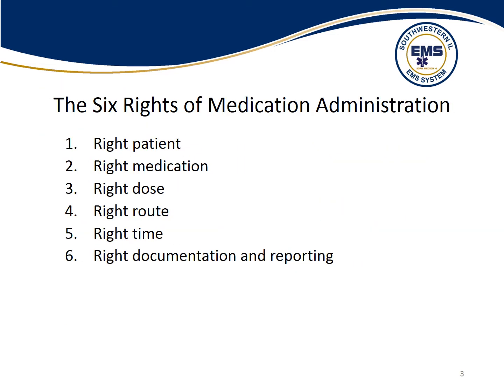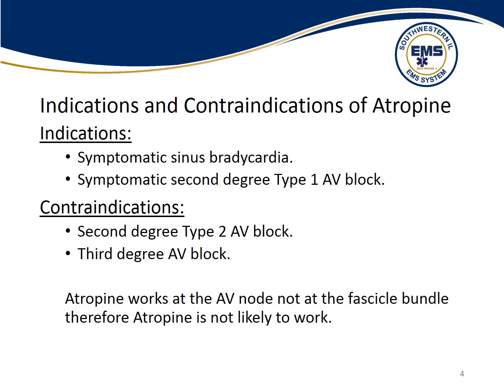The paramedic and PHRN must always check the 6 rights of medication administration prior to administering any medication to a patient. The 6 rights of medication administration are right patient, right medication, right dose, right route, right time, right documentation, and reporting.